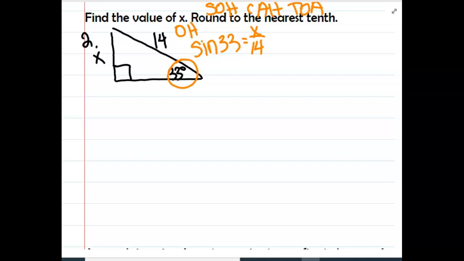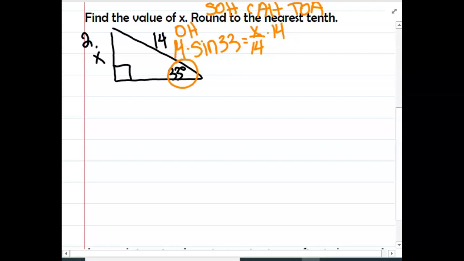Now I know this looks kind of confusing. We're just solving an equation here. So ignore that sine of 33 over here. If this is x over 14 and I want to solve for x, how could you get rid of the over 14? Yeah, multiply by 14. And we know what we do to one side, we have to do to the other.